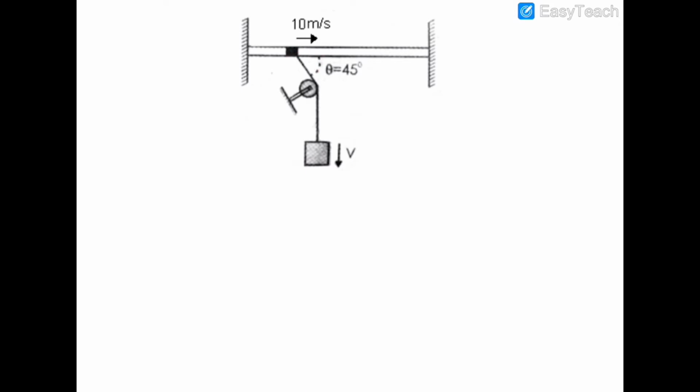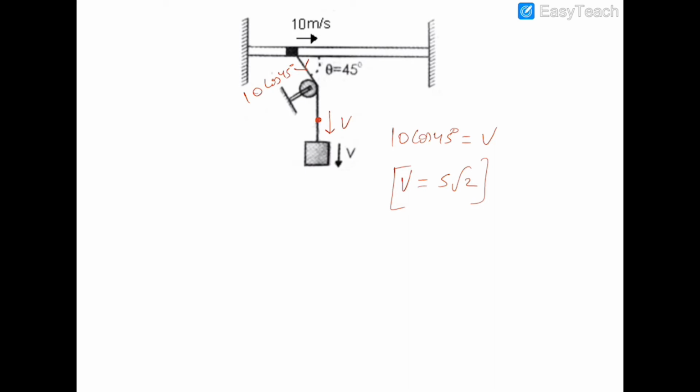But we have to find the velocity of this block at the instant when this angle is 45 degrees. So we apply our concept here, that we have to resolve the velocities along the rope. The component of velocity of this bead along the rope will be 10 cos 45 degrees, and the component of velocity of this block along the rope will be v itself. So I have to equate these two: 10 cos 45 degrees will be equal to v, and v will be equal to 5 root 2.